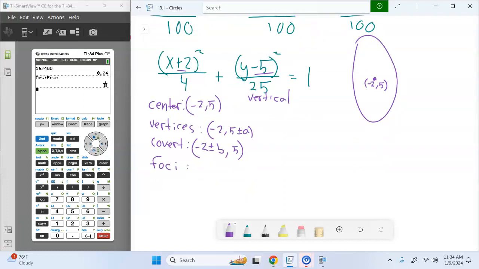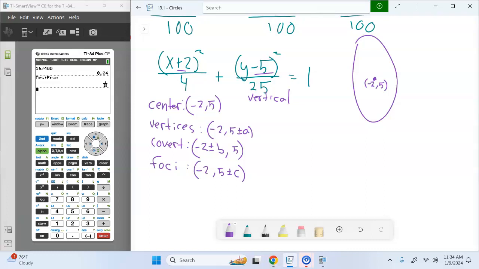Where are the foci going to be? Also up and down. Just like with our vertices, we're going to add and subtract to y, but instead of A, what are we going to use? C.